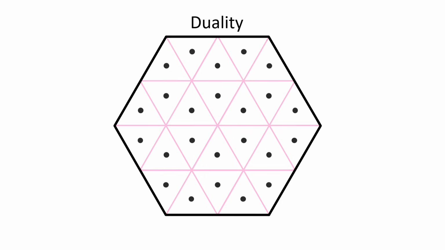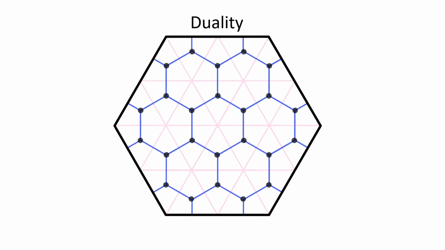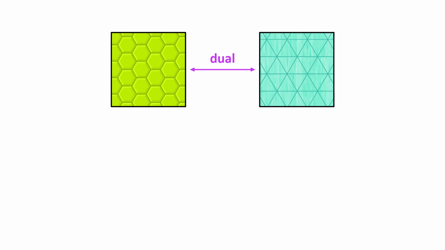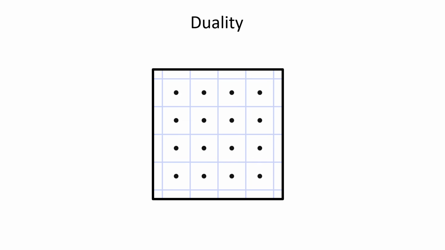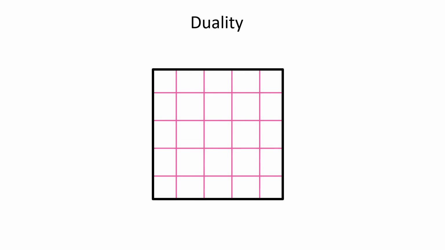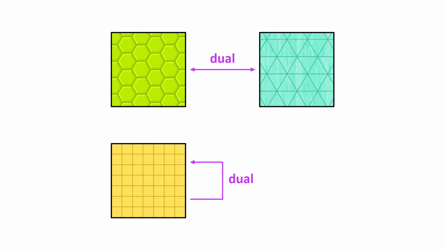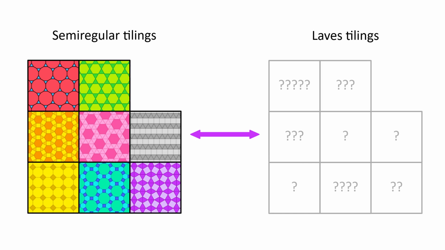Likewise, the dual of the triangular tiling is the hexagonal tiling, since it's a 2-way operation. As for the square tiling, if you take the dual, you actually just get the square tiling again, making it self-dual. But what about the semi-regular tilings? Well, their duals are called the Laves tilings, and they're pretty interesting.